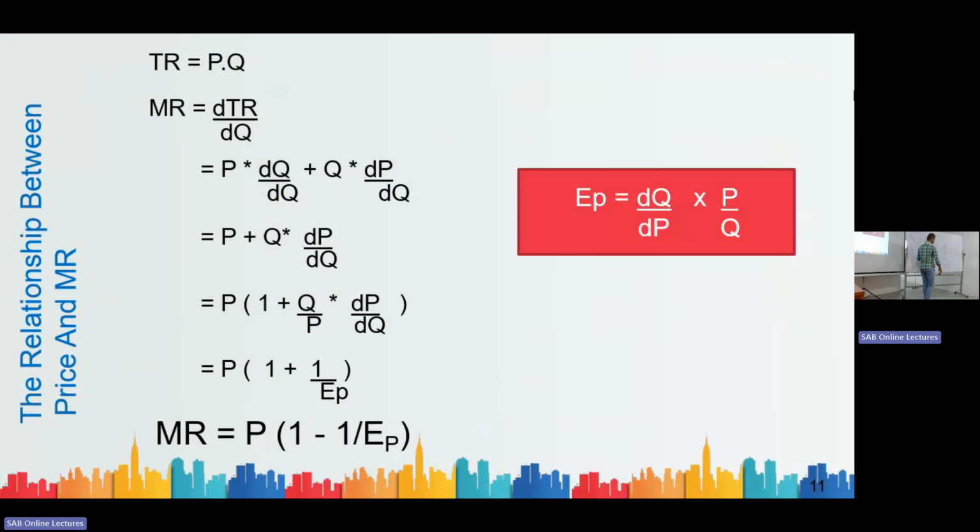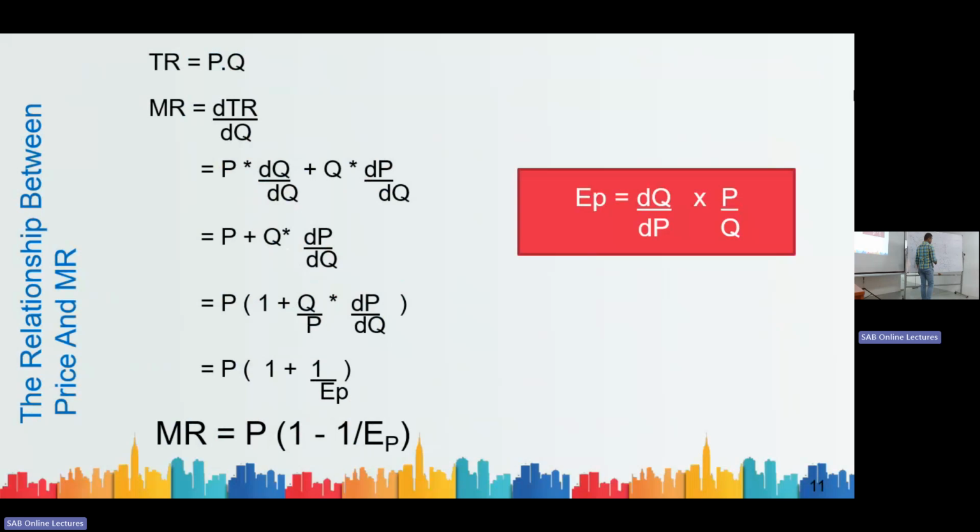So in order to increase the total revenue for this firm, they have to increase the price. When price falls, total revenue decreases. So if this firm wants to increase the total revenue, then they have to increase the price.